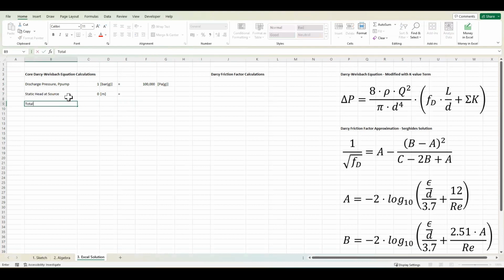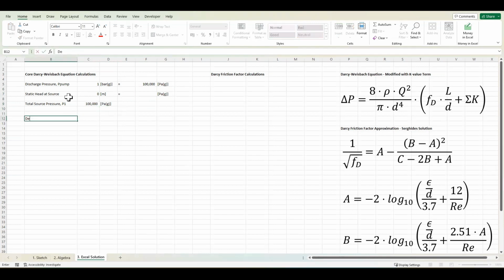Now, first of all, we're just going to say total source pressure, P1, and that's going to be equal to the pressure from the pump plus the static head. Again, that's going to be in pascals.